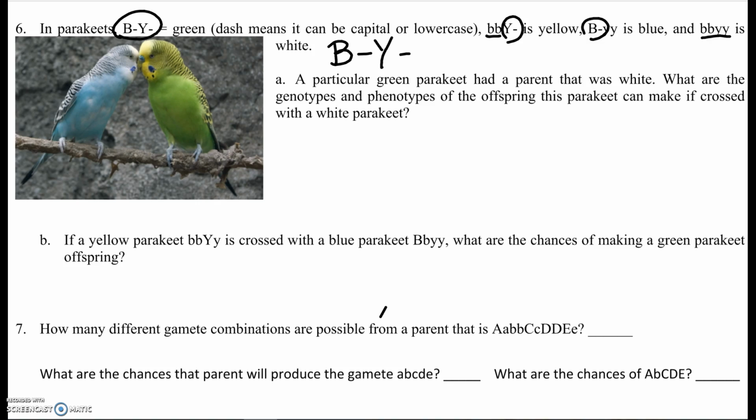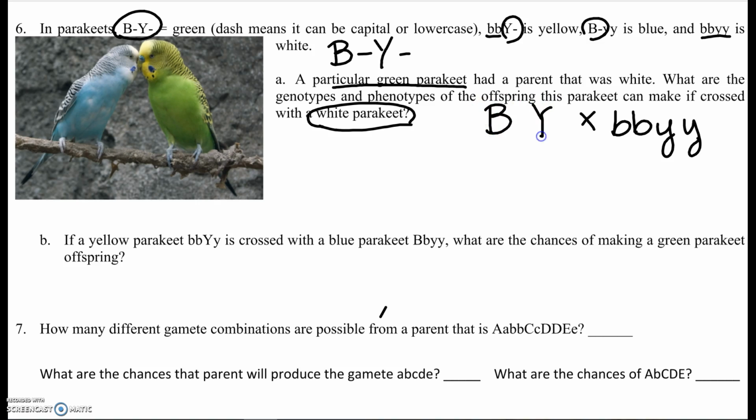The first question says that you're crossing a green parakeet that had a parent that was white with a white parakeet. You already know white, because there's only one combination, so you know that you're crossing it with this. What you don't know is, you know that it's green, so it has to have a capital B and a capital Y. How do you figure out the second letters? This is why they told you that it had a parent that was white.